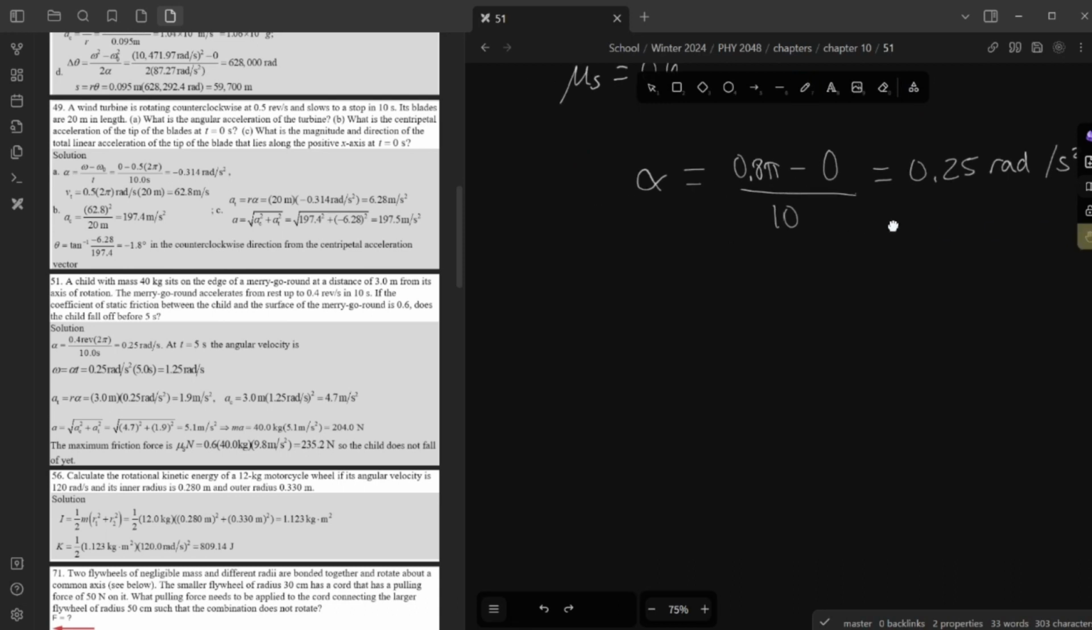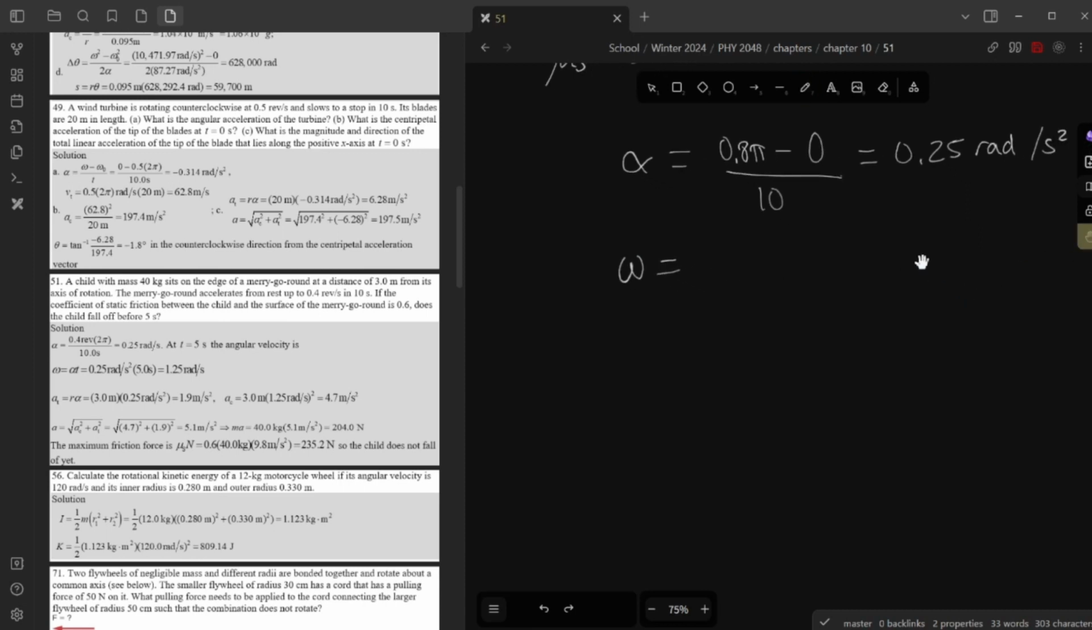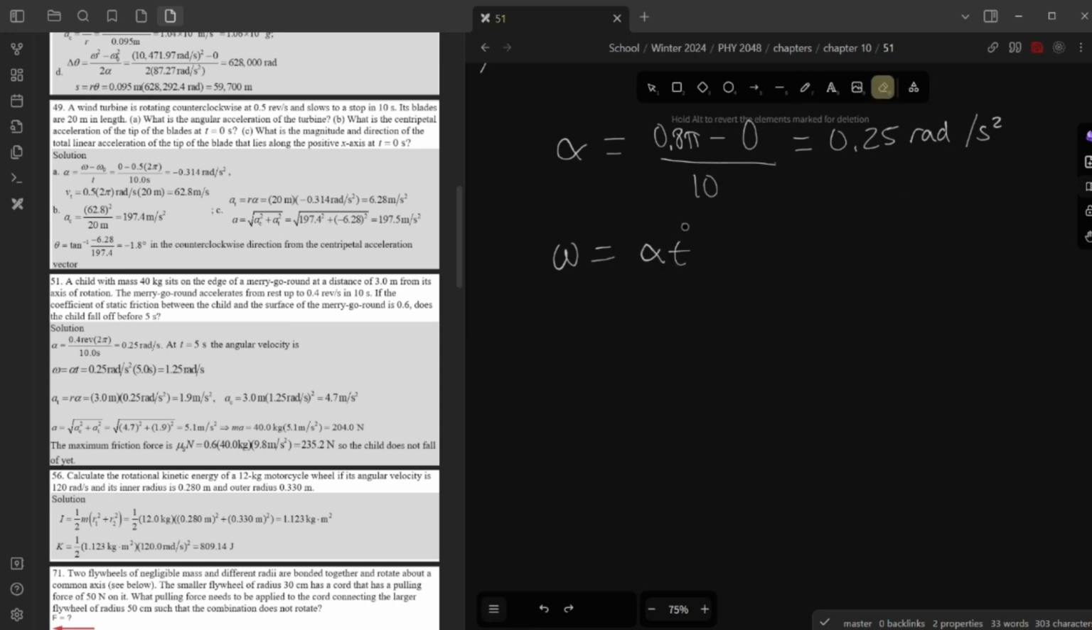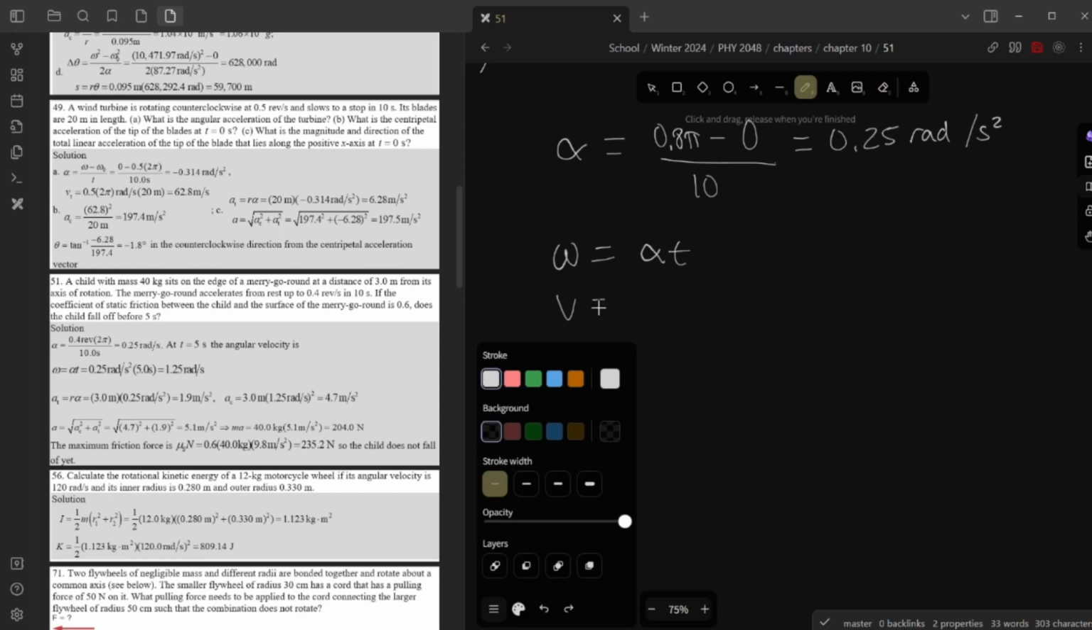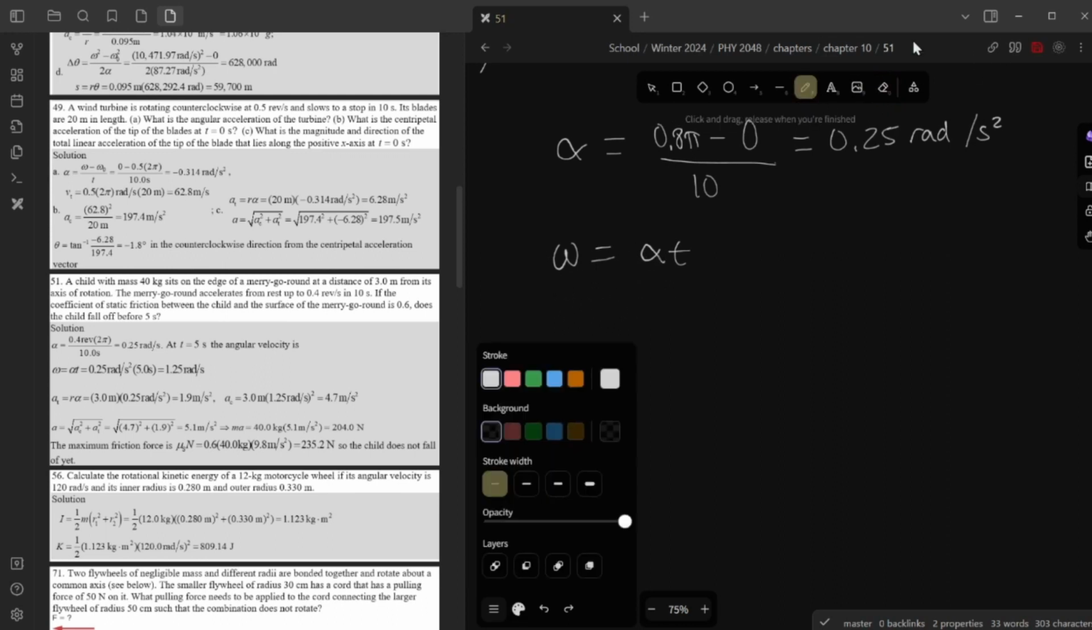So yeah, let's go ahead and find omega, because we need omega to find the tangential acceleration at t equals 5. If we remember our angular kinematic equations, omega is equal to alpha times time. This is the same thing as v equals at, if we assume that the initial velocity was zero, which it is. So let's go ahead and solve for this.